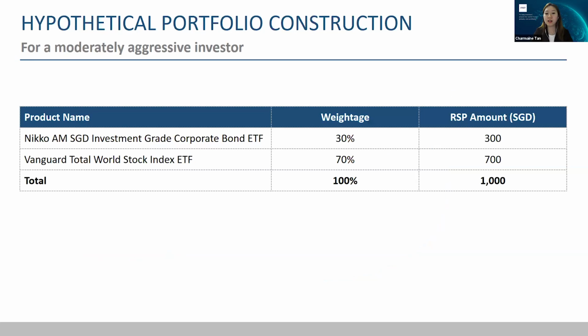So based on this, assuming that the investor is willing to put aside 1,000 SGD every month, they should be putting 300 SGD into the bond ETF and 700 SGD into the Vanguard Total World Stock Index ETF. Okay, I hope you now have an idea of how you can construct a simple portfolio using ETFs available for RSP.